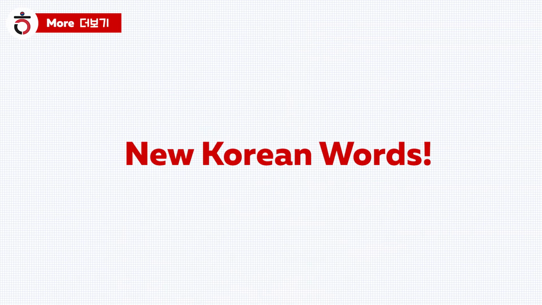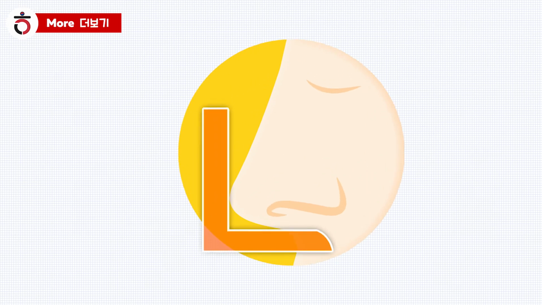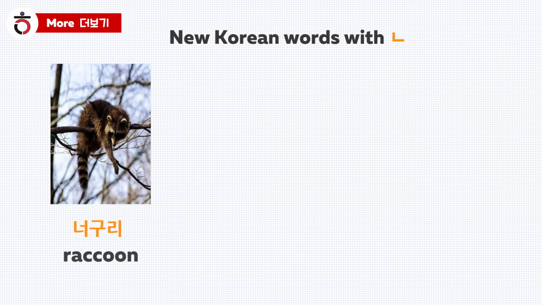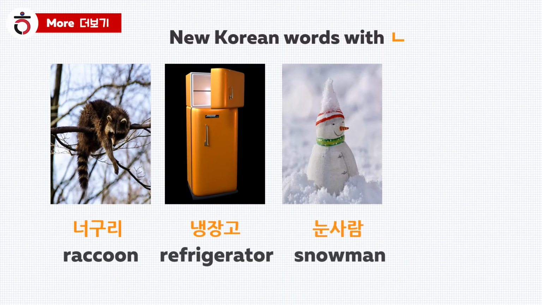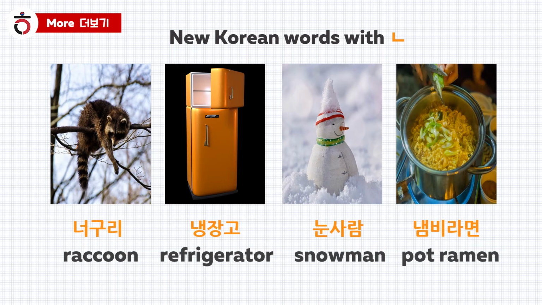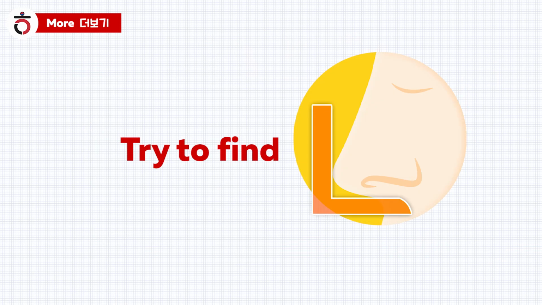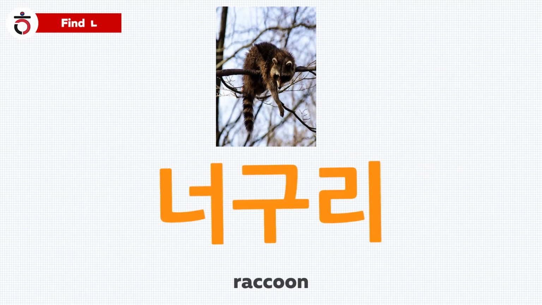This is time for new Korean words with the character 니은. 니은, 너구리. 니은, 냉장고. 니은, 눈사람. 니은, 냄비라면. To begin with, try to find 니은 or 니은's in each word. For instance, in 너구리, there is 1 니은.